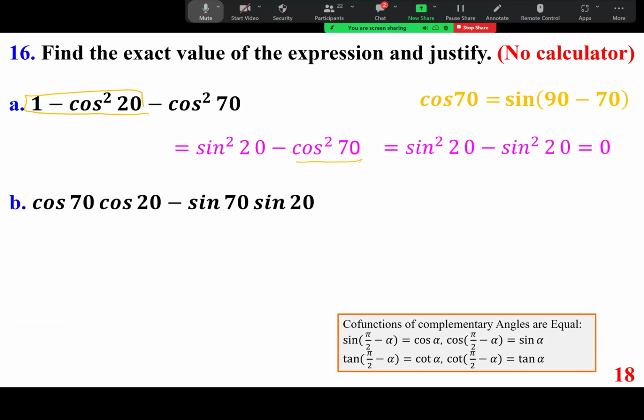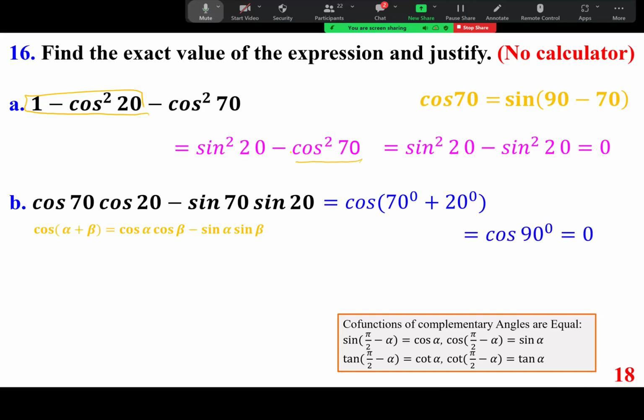Cosine 70, cosine 20 minus sine 70, sine 20. I hope you recognize this as cosine of alpha plus beta, which is cosine alpha, cosine beta minus sine alpha, sine beta. So it's cosine of 70 plus 20, which makes it cosine of 90. Cosine of 90, we should know, is 0.